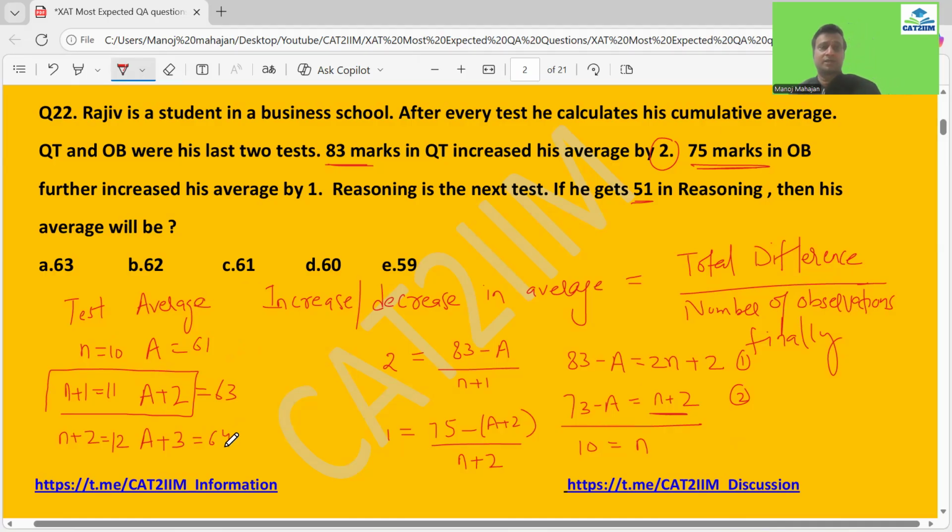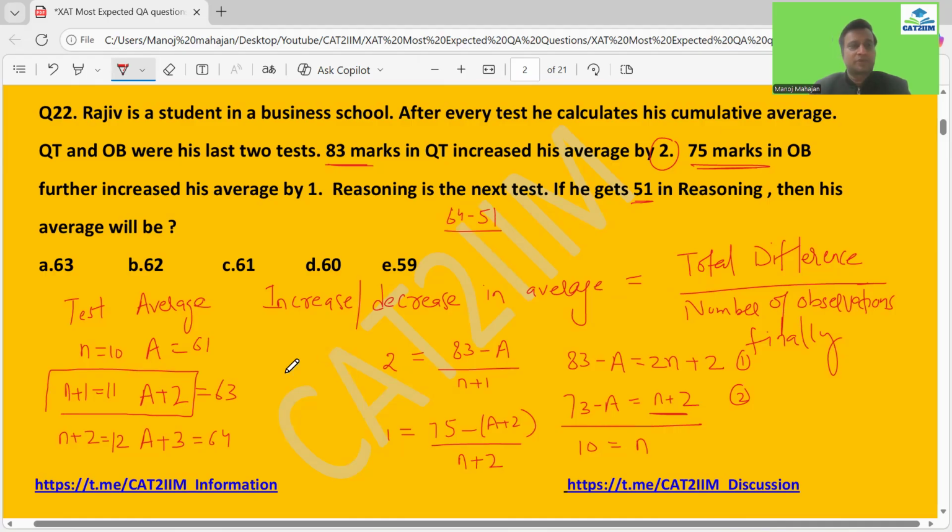So currently the average is 64. Now from outside you are adding the test score 51. So of course the average will drop, and all the options are less than 64 out here. If anything would have been above 64, we could have ruled it out easily because the average will decrease. So the difference between 51 and 64 we calculate from the average over here. 64 minus 51, that is 13.